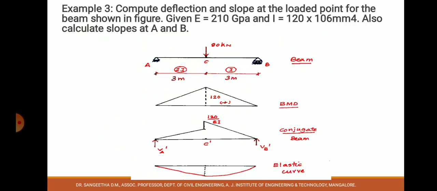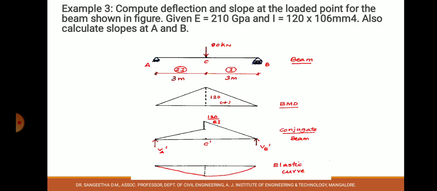Moving ahead with one more problem. Compute deflection and slope at the loaded point for the beam shown in the figure below. Given E is equal to 210 GPa and I is equal to 120 into 10 power 6 mm power 4. Also calculate slope at A and B. So slope at A and B has to be calculated and deflection has to be evaluated.